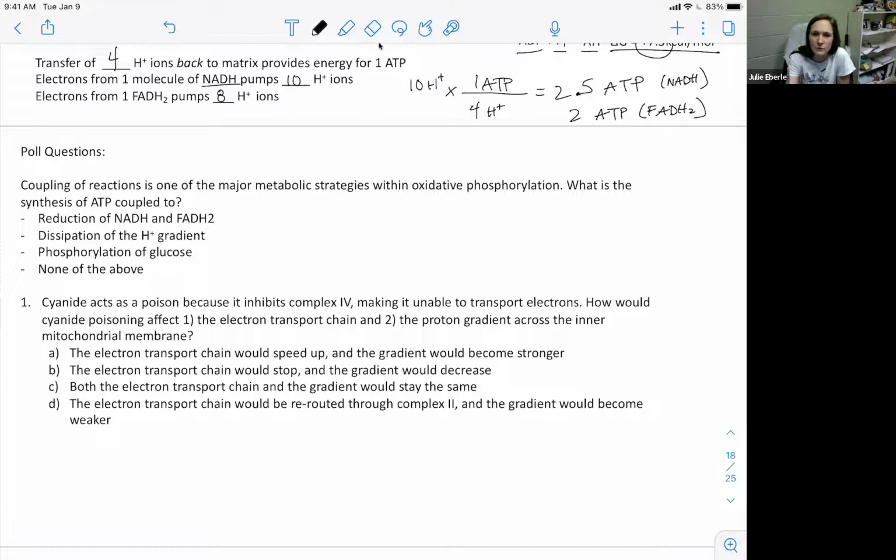Let's look at the first one. The first one's the easiest. Coupling reactions is one of the major metabolic strategies within oxidative phosphorylation. What is the synthesis of ATP coupled to?